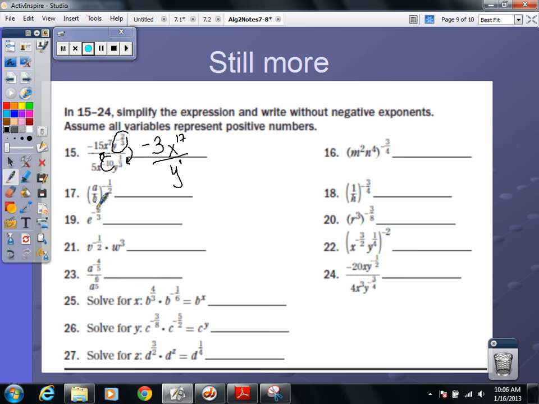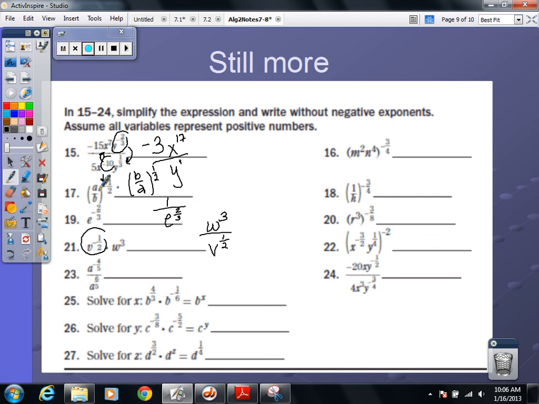Okay, a over b to the negative 1/2. I'm going to take care of the negative exponent first. I'm going to invert my fraction: b over a to the positive 1/2. I think you can just leave it like that. They just don't want negative exponents, and that's not one. Okay, e to the negative 2/3. Positive exponents only, so that's going to be 1 over e to the 2/3. v to the negative 1/2 times w to the 3rd. This is not okay, so I'm going to move that below. w to the 3rd is going to stay up top because it is positive and it is okay. v to the 1/2.